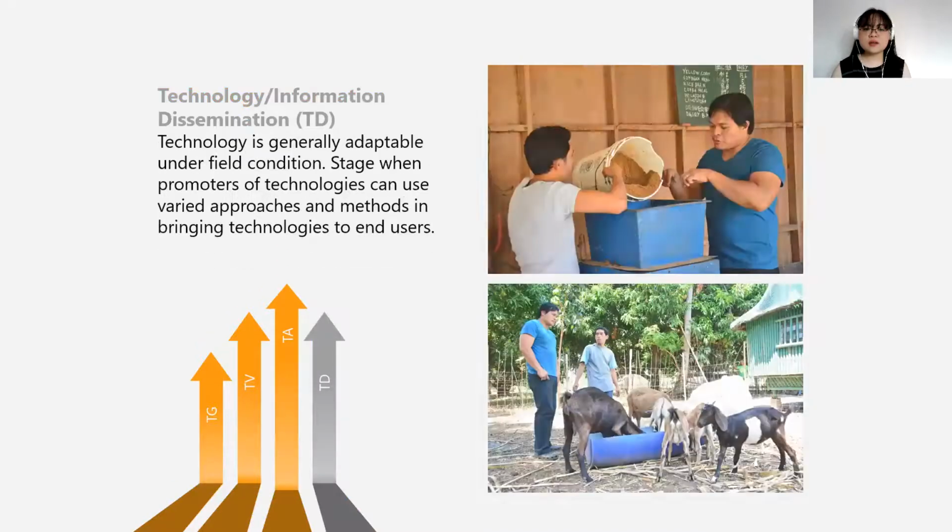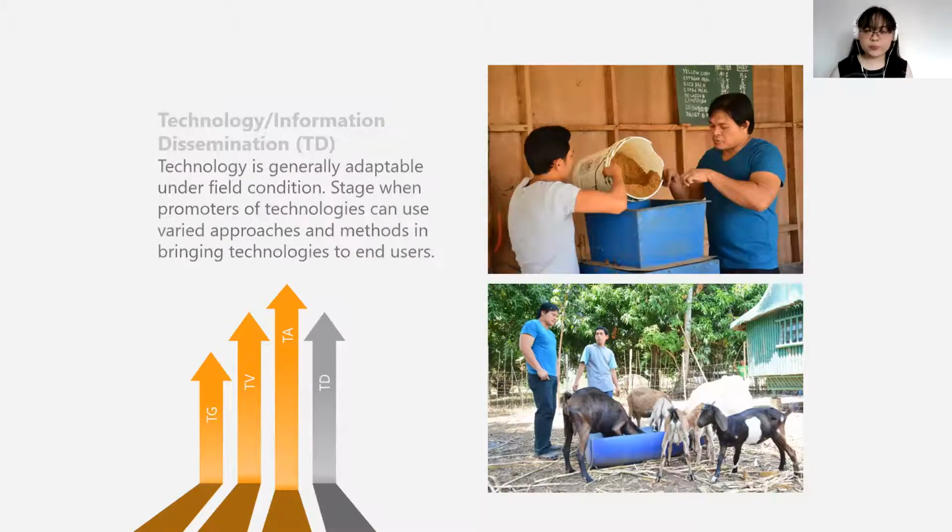Next is technology information and dissemination. This is when we go down to the communities, and if okay na yung ating technology, if it's verified and well adopted, then we can disseminate now our technologies to the target clientele, specifically farmers or the fisher folks, or kung para kanino man yung technology na dinevelop ng CLSU.